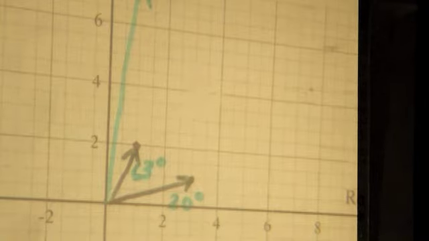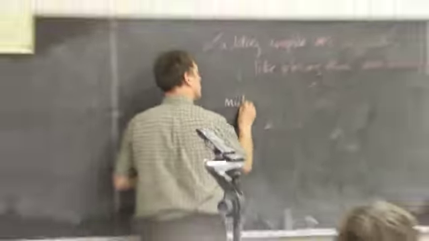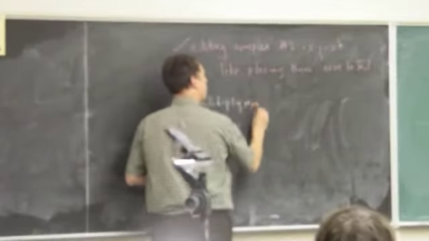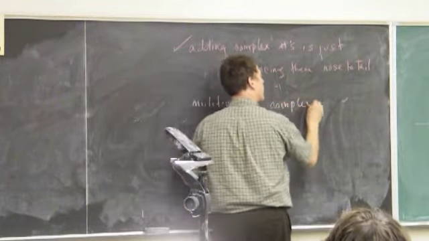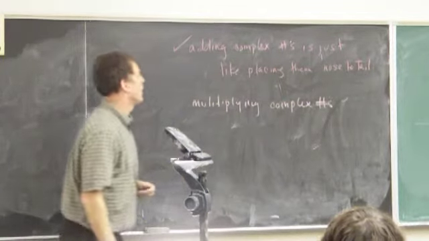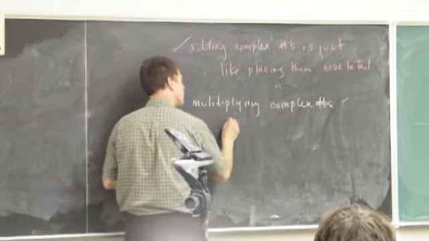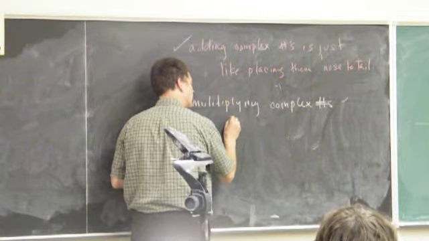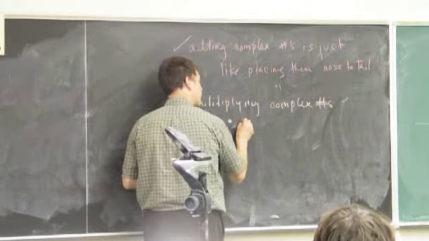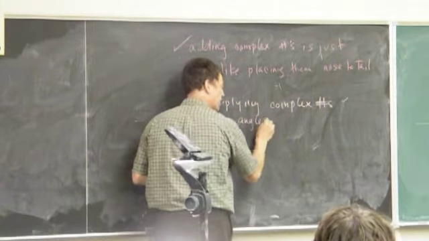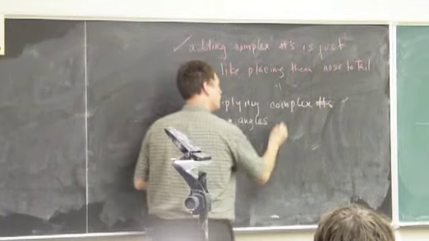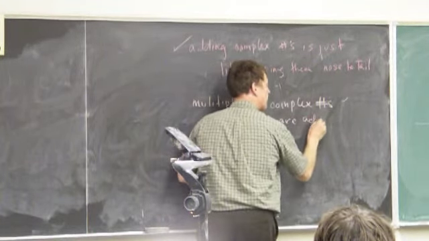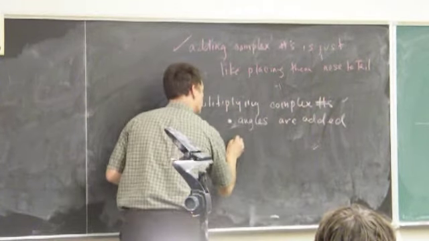Wild stuff. The reason for this has to do with trigonometry. But let me write this up here. Multiplying complex numbers. I'm going to write bullet points here. The angles, and I haven't really defined what these are, but I think you get a good idea, are added.